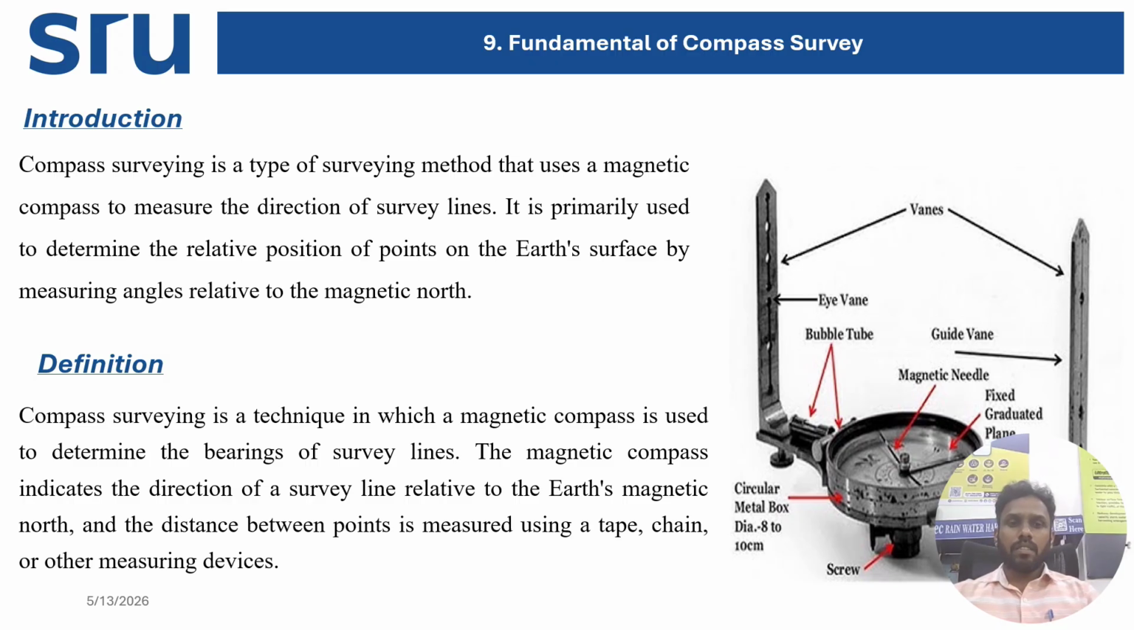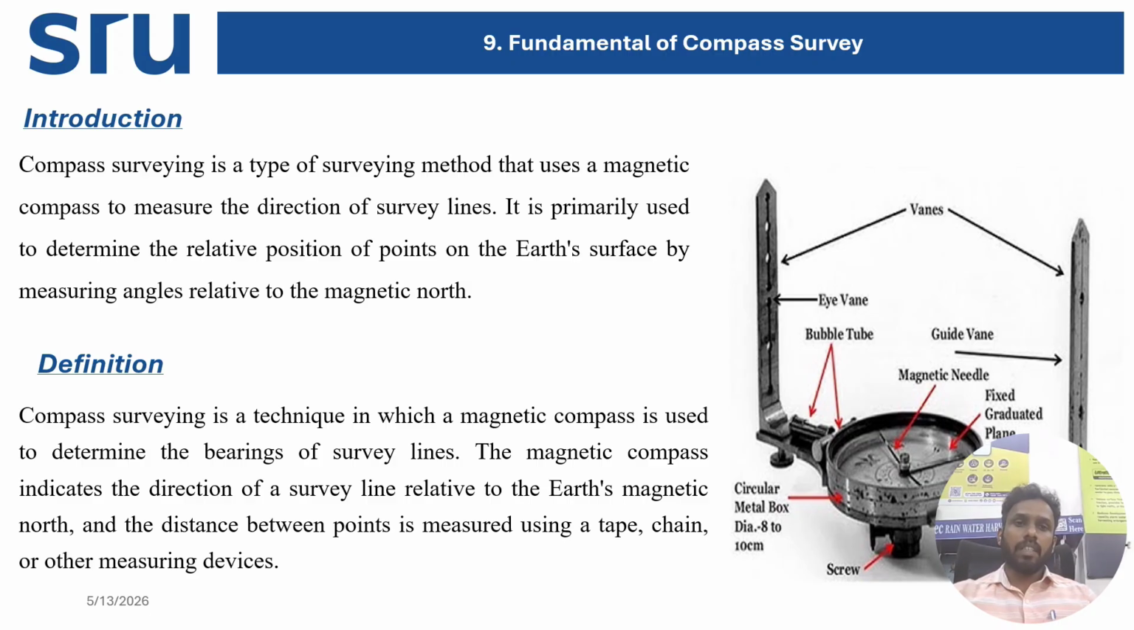So the introduction to the compass: compass is a type of surveying method. You know that previously we have seen chain and tape. Chain and tape are used to measure the distance between two points or two survey stations. But now we are going to see compass surveying.